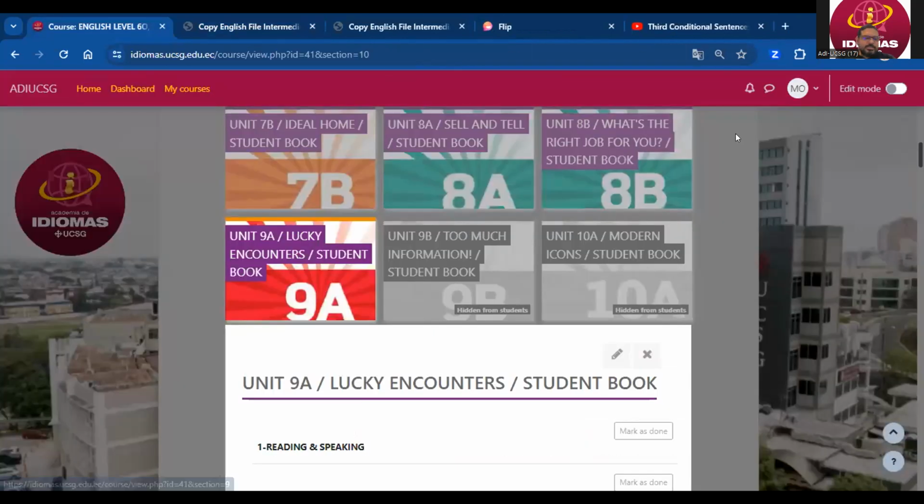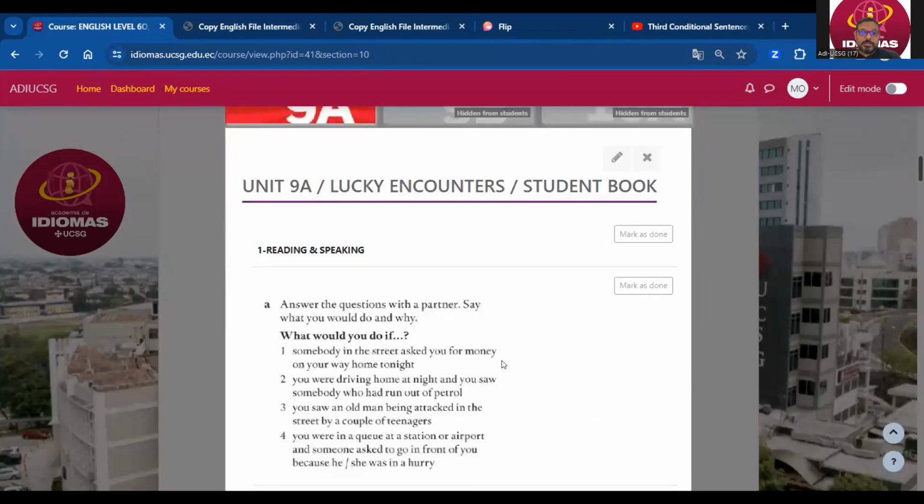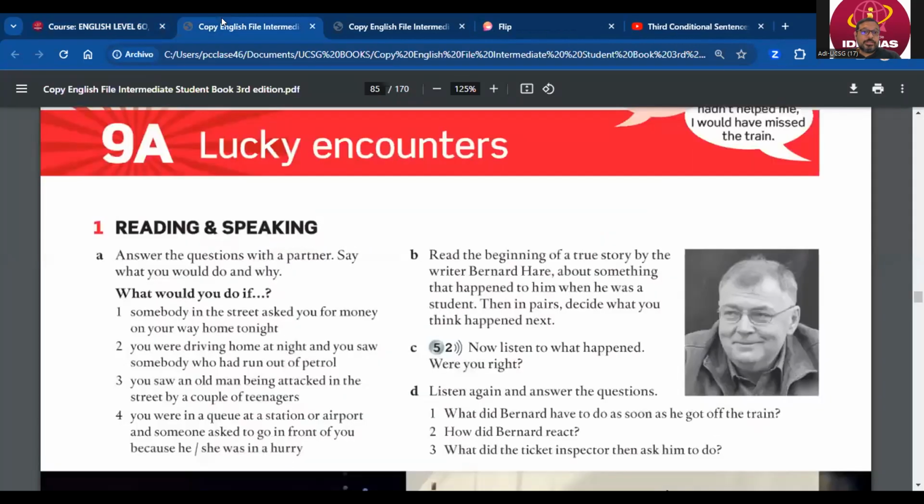Okay, let's retake. Let's make only the introduction of Unit 9A. We're not gonna be working on any activity. We're just gonna make the introduction. I'm gonna present to you what we are gonna be working on tomorrow related to this one. So that's why I presented in this way.